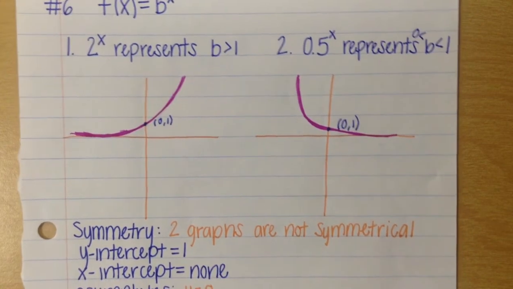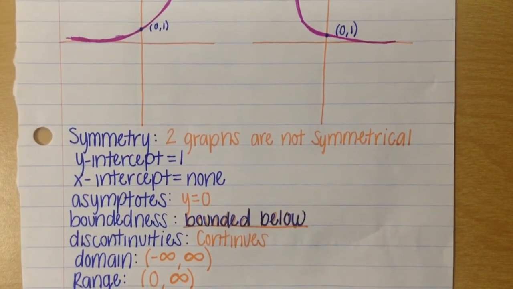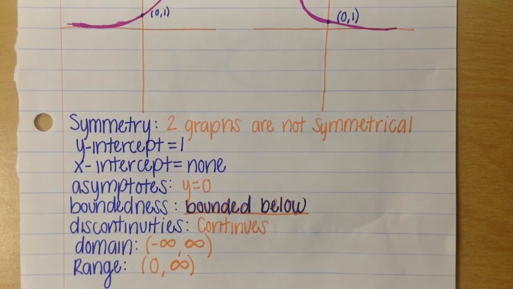The graphs are not symmetrical when analyzed separately, though they both have the y-intercept of 1. And there are no vertical asymptotes, but there's a horizontal asymptote of y equals 0. Since there is an asymptote on the x-axis, the graph is bounded below. Since there is no break, the graph is continuous. The domain is all real numbers from negative infinity to positive infinity. The range is all real numbers greater than 0, not including 0.